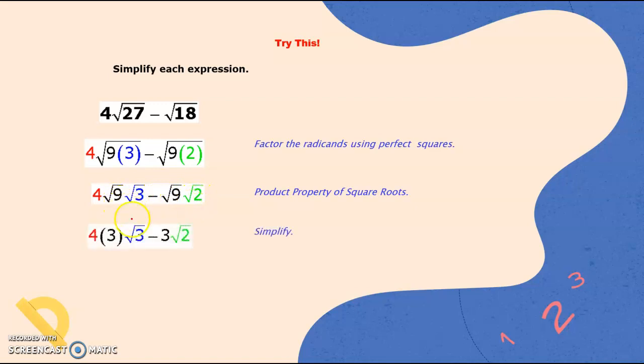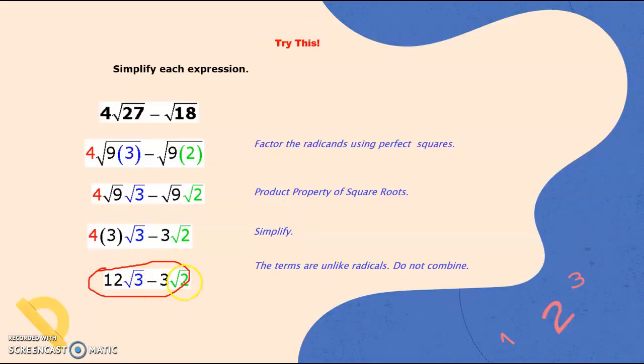Take the square root. 4 times 3. Square root of 9 is 3 lang. So 4 times 3, that's 12 square root of 3. Just copy everything. Then if you notice, the radicands are not the same. So we cannot combine them because they're unlike radicals. So if they're unlike radicals, then we leave it as it is. This is our final answer, right? Okay, so 12 square root of 3 minus 3 square root of 2.